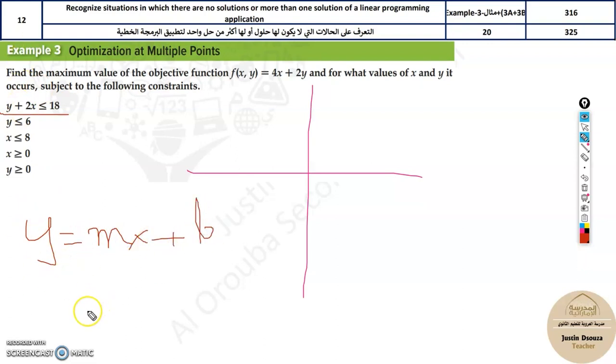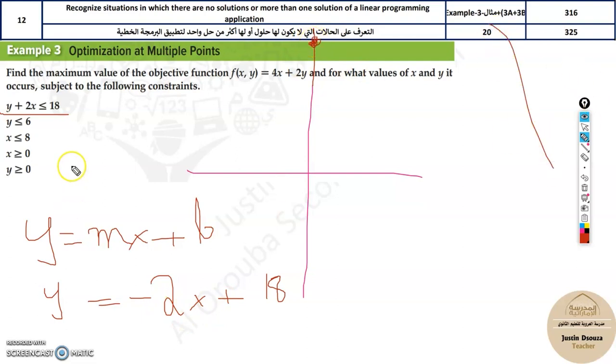So what do we do? Y, leave it over here, equals, x to the other side will be minus 2x plus b is 18. This less than or equal to, you can just make it as equal to for now. That means 18. See, the y-intercept is 18. Somewhere over here, if 18 is over here, then negative 2x. The slope is negative, so it goes down. If it was positive, it'll go upwards. Down is negative slope. So it's something like this.